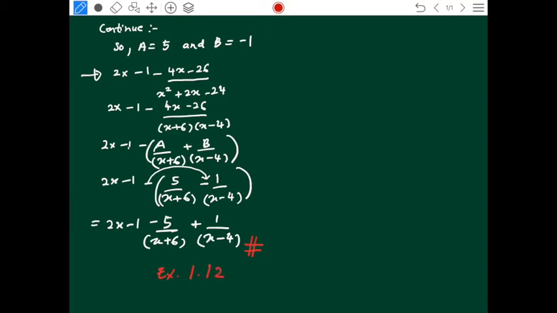I hope by now you are clear with this procedure or steps to get the partial fraction decomposition, okay?